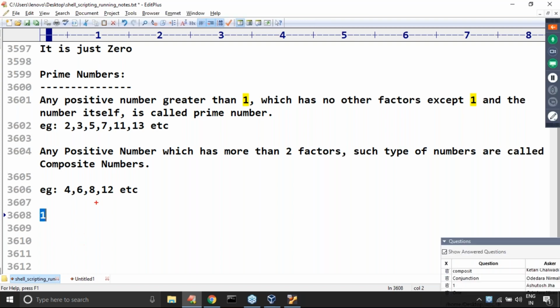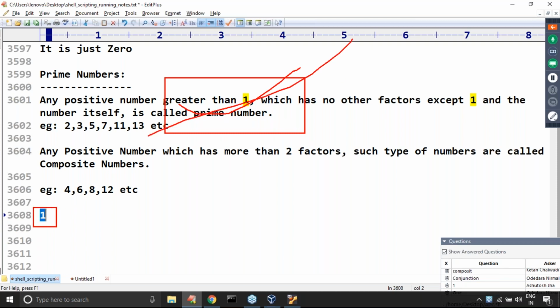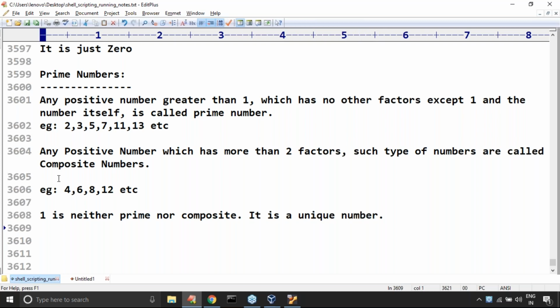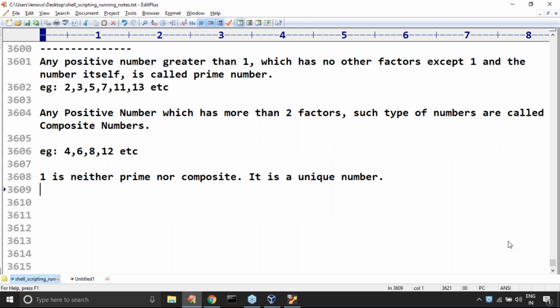If it contains exactly two factors, it is a prime number, but 1 contains only one factor, so it is not a prime number. It doesn't contain more than two factors, so it is not a composite number. So 1 is neither prime nor composite. Remember this one, it is a unique number. Take very special care about this. Clear for all of you, right? Any doubt about these theoretical things?